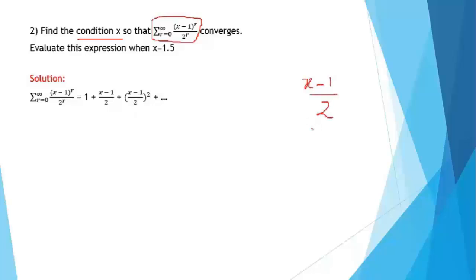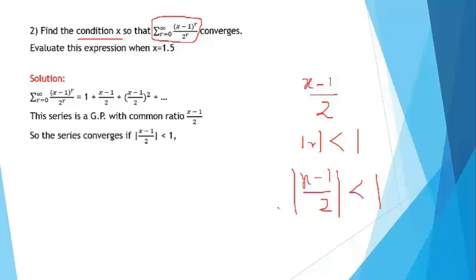For the series to converge, the modulus of (x take away 1) by 2 needs to be less than 1. So if it is modulus, the value inside the modulus can be negative or positive. So we can write the next step as (x take away 1) over 2 is in between negative 1 and 1. So we get an inequality. Now solving this inequality for x, we get the necessary values for x for which the series converges.